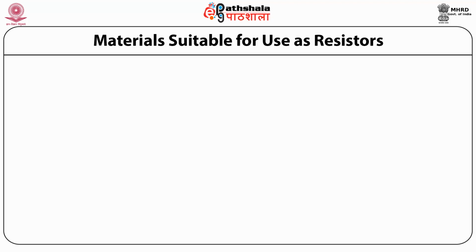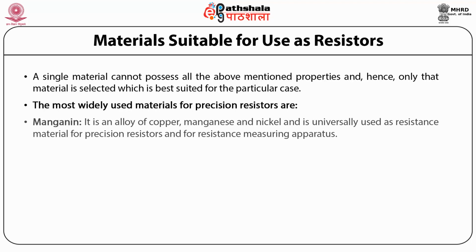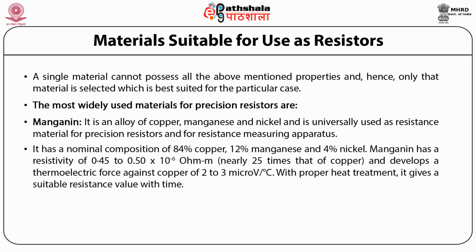Now let us see what are the materials which can be suitable for use as resistors. A single material cannot possess all the above mentioned properties, and hence only that material is selected which is best suited for the particular case. The most widely used materials for precision resistors are: first, manganin. It is an alloy of copper, manganese and nickel and is universally used as resistance material for precision resistors and for resistance measuring apparatus. It has a nominal composition of 84% copper, 12% manganese and 4% nickel.